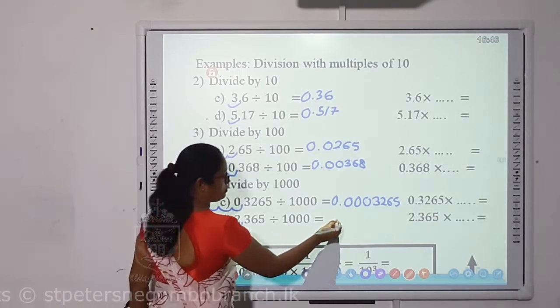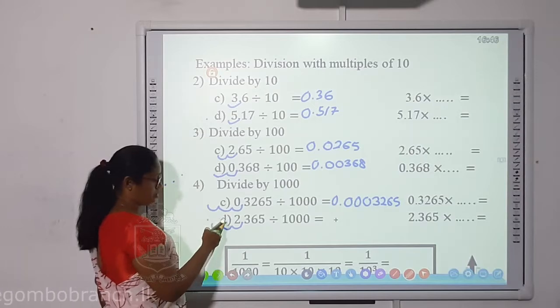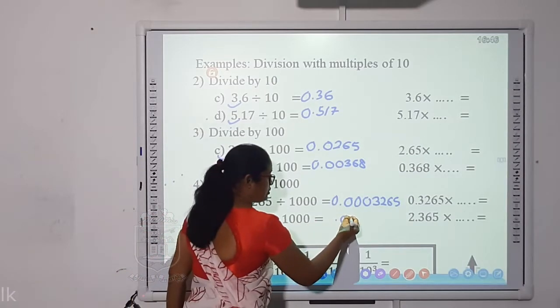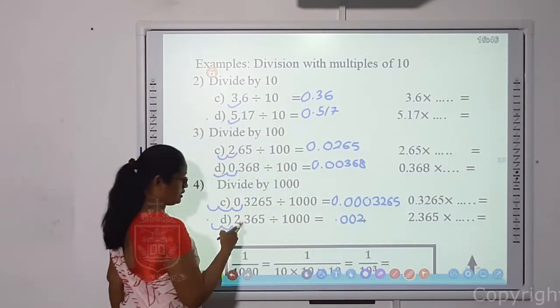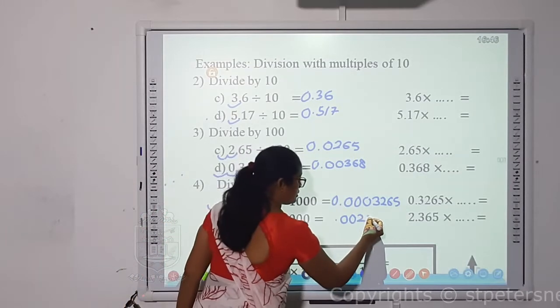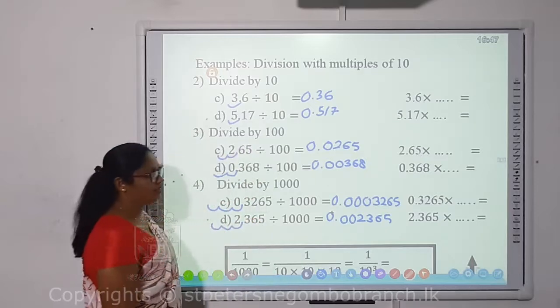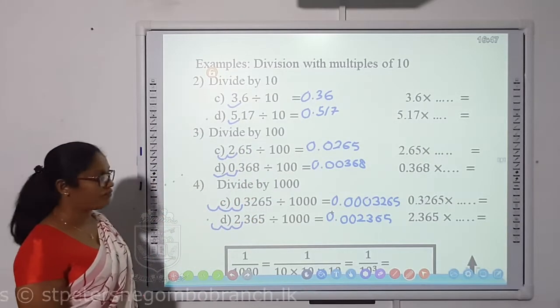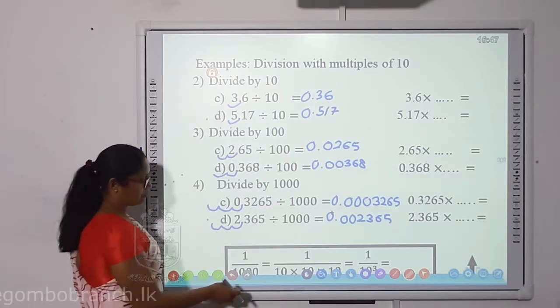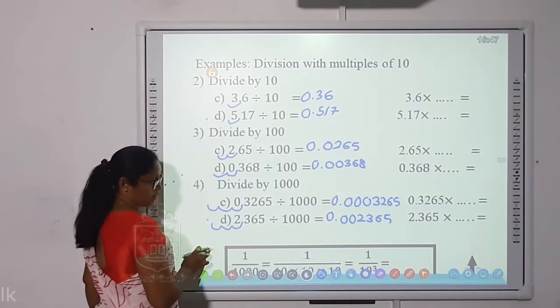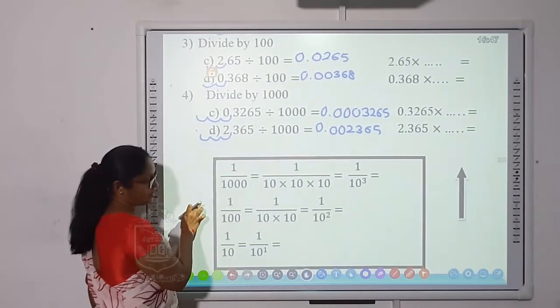So here point, how many zeros? 1, 2. 0.002365. I put 0 here, right? So that is the way we normally follow it. We will go with the summary here. The special note, not the summary.